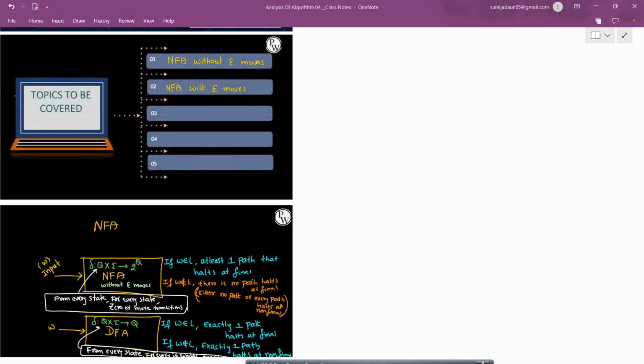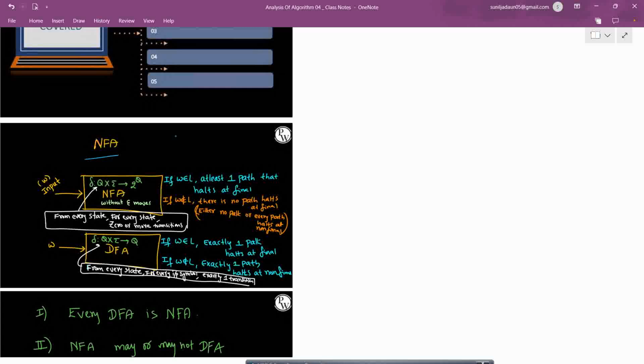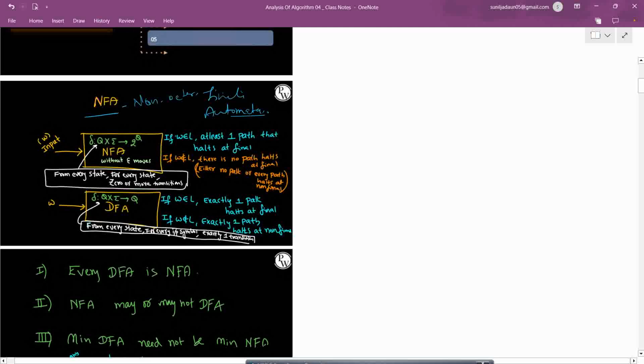Today we are going to discuss NFA without epsilon moves and NFA with epsilon moves. So let's start. What is NFA? It is a non-deterministic finite automata. Alright. So let's see what's in this.